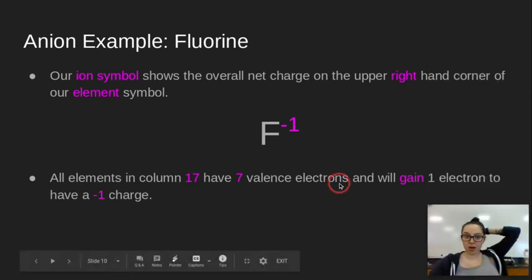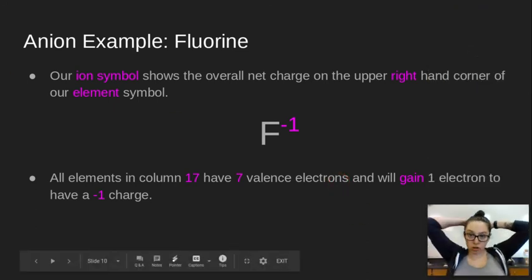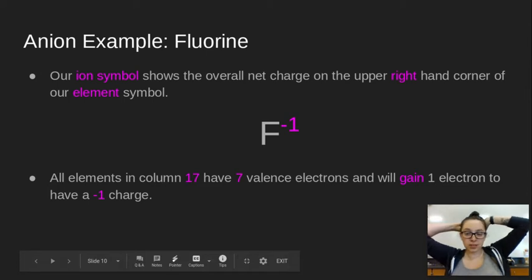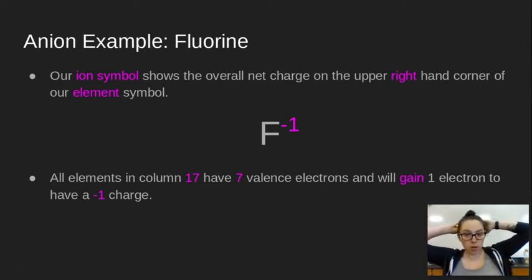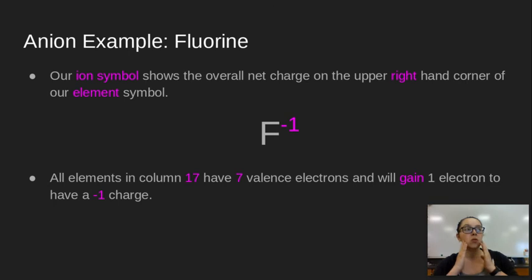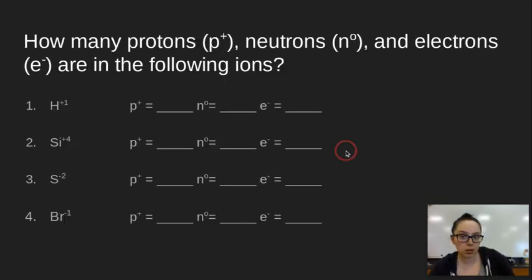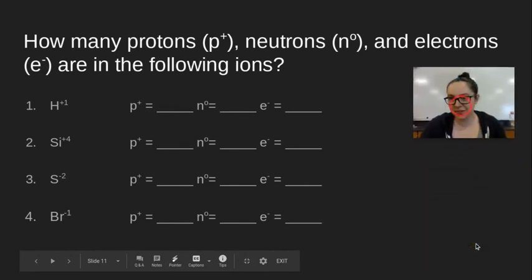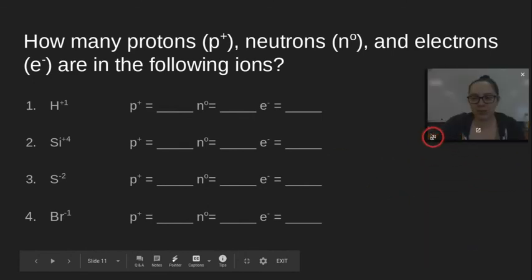So our ion symbol shows the overall net charge on the upper right-hand corner of our element symbol. We talked about that with boron, but now we're here in fluorine. And fluorine has that -1 charge, so we put that -1 there. All elements in column 17 have 7 valence electrons, which means they're going to gain 1 electron to have that -1 charge. Whoa, so cool. Almost like there's a pattern. What? So let's practice. We'll get to the patterns later.